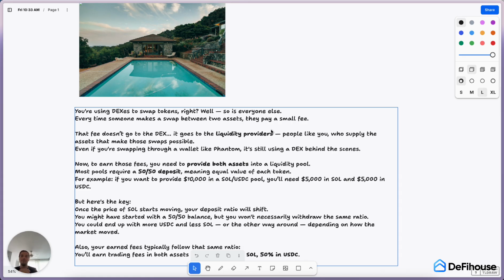Otherwise, you might have a bit less Solanas and more USDC, or more Solanas and less USDC at the time of withdrawal. It's not a massive problem. It's just something that you have to remember and understand that it happens.